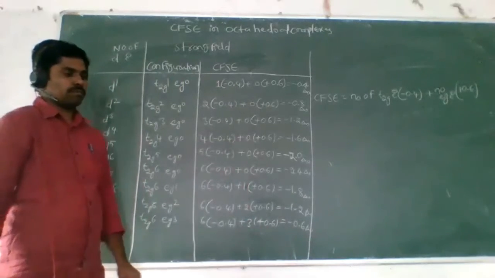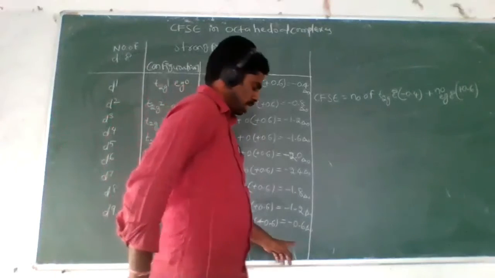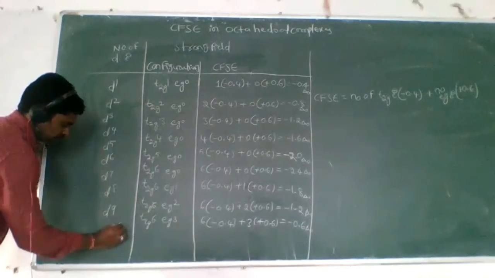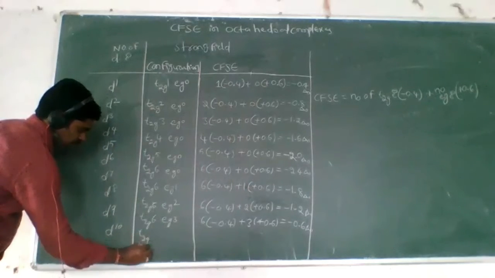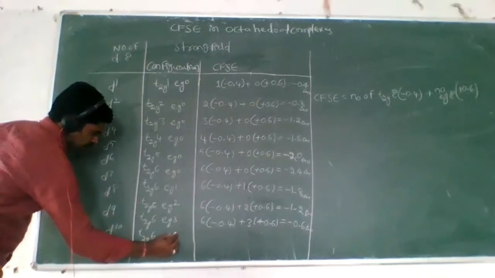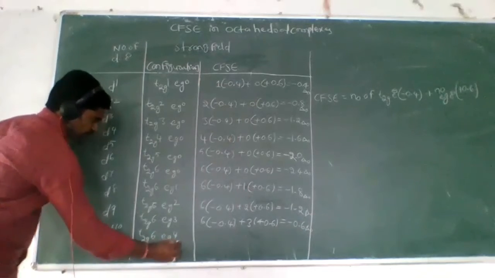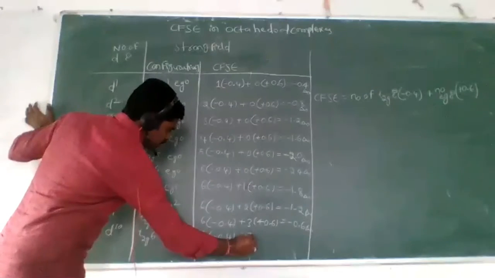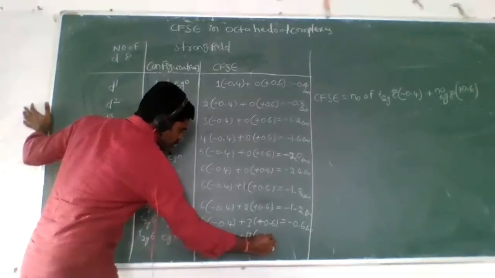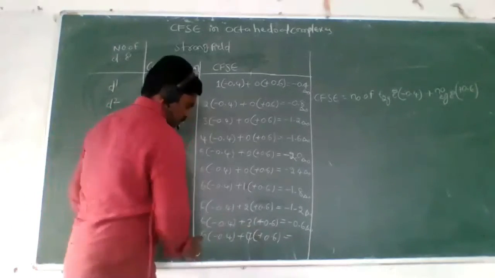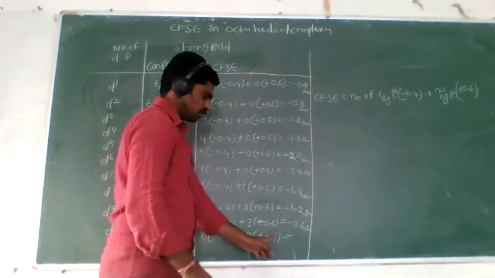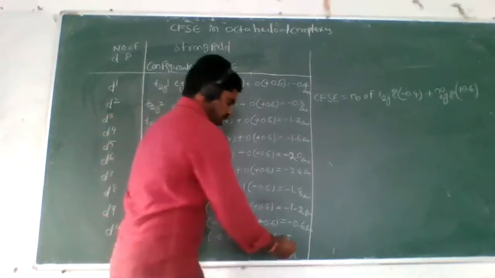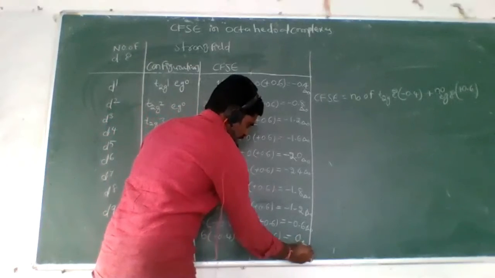Do you understand? Minus 0.6 delta naught. Let me move to the next one, d10. t2g 6, eg 4. So 6 into minus 0.4 plus 4 into plus 0.6: 6 fours are 24, 4 sixes are 24. Minus 24 plus 24 cancel, so delta naught equals 0.